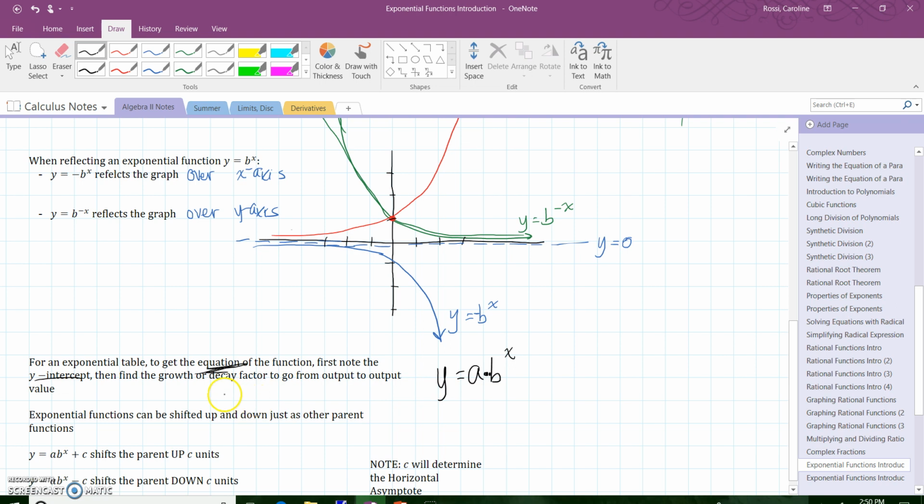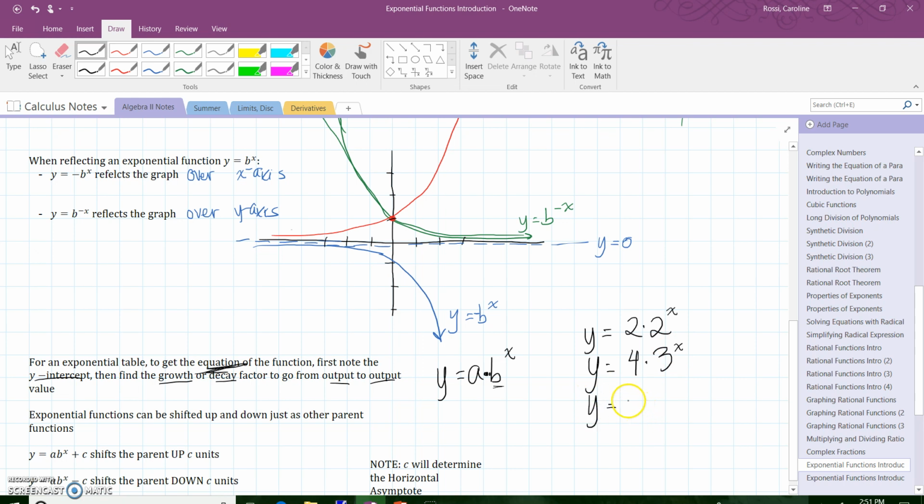That's your y-intercept. Then you're going to have to decide, okay, is it growth or decay? Meaning, is b bigger than 1 or less than 1? And what do you multiply or divide by each time to go from y value to y value, or output to output? So in the first table, your y-intercept was 2. To go from y value to y value, you're multiplying by 2. So it's going to be 2 to the x. For the second one, your y-intercept is 4. To go from output to output, you multiply by 3. So it's 3 to the x.